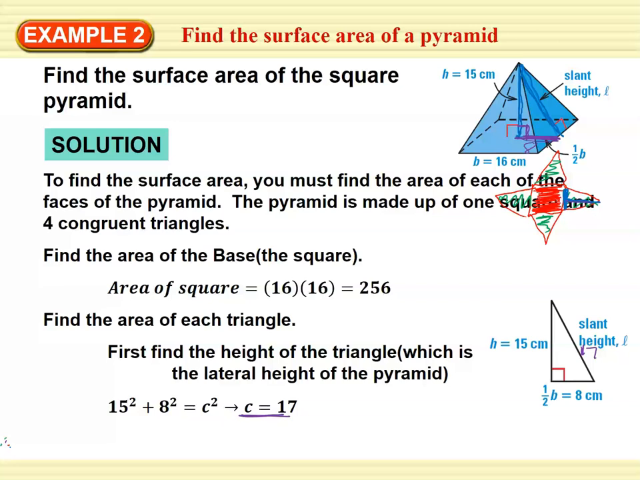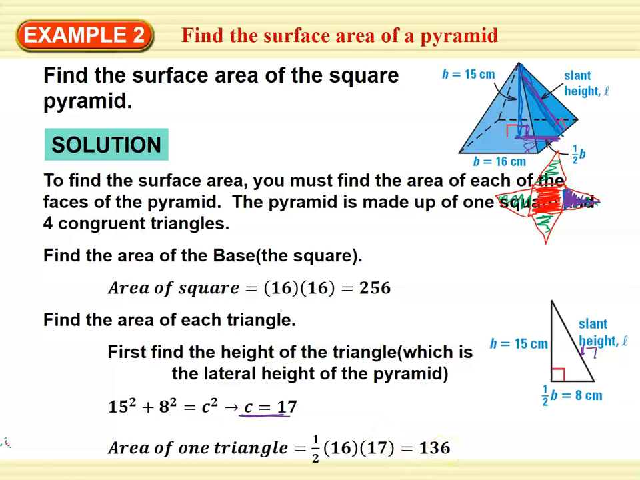Now that we know that slant height is 17, we can find the area of this triangle right here. Because we know the base of this triangle is 16, and the height of this triangle, we just figured out, is 17, because that's that distance right there. And to find the area of a triangle, it's half of base times height, so half of 16 times 17 is equal to 136.